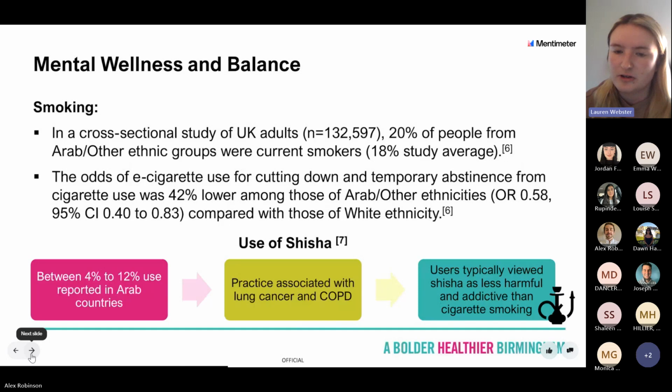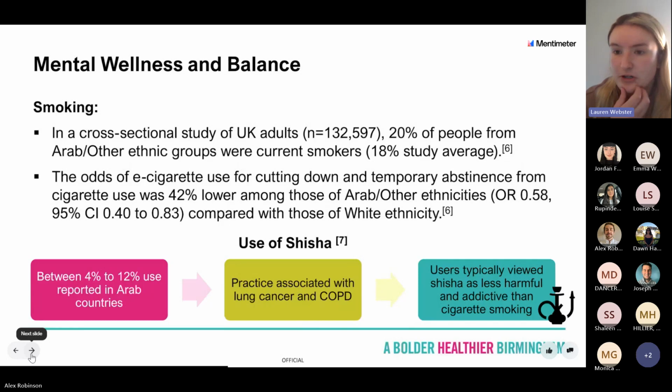The odds of e-cigarette use for cutting down and temporary abstinence from cigarette use was 42% lower among those from Arab or other ethnicities, with an odds ratio of 0.58, varying between 0.4 and 0.83, compared to those of white ethnicity.